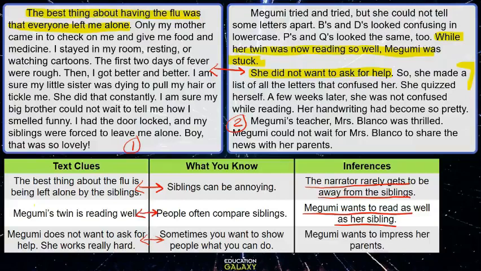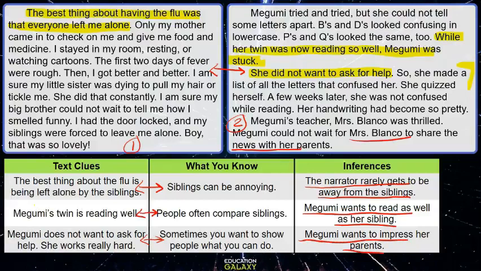Megumi wants to impress her parents. That's probably very right. She does not want to ask for help. She works really hard because her sibling is already reading so well. And the very last sentence is another clue. She cannot wait for Mrs. Blanco to share the news with her parents. Megumi wants to impress her parents.